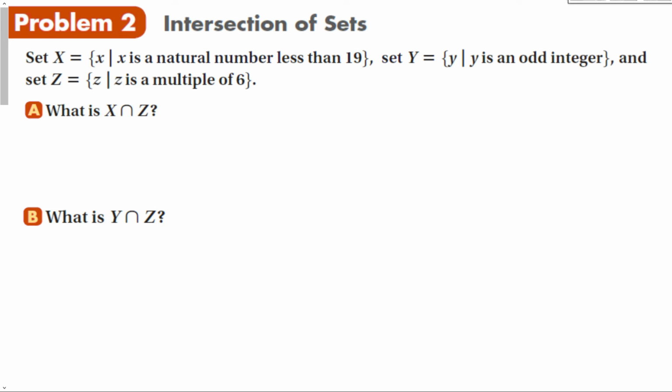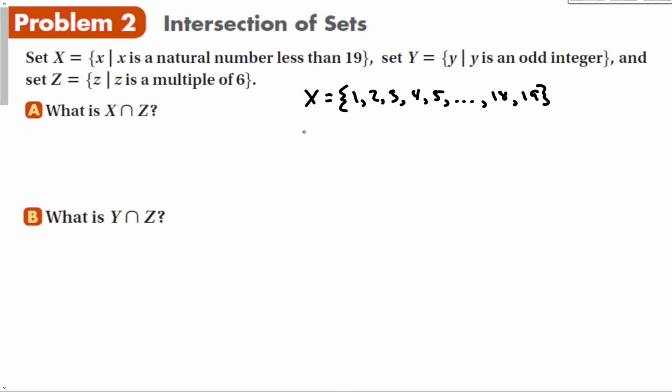Okay. Set X equals x such that x is a natural number less than 19. Set Y is y such that y is an odd integer. And set Z is z such that z is a multiple of 6. To help us out here, let's first list all of the sets. X is a natural number, so no 0, no other restrictions, so 1, 2, 3, 4, 5, and I'm going to use ellipses all the way up to 18 and 19.